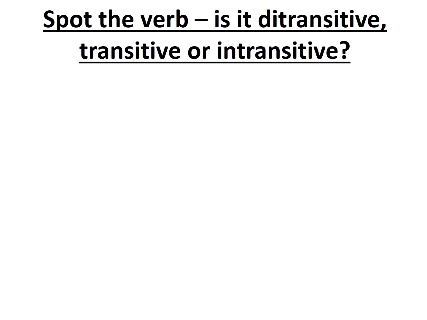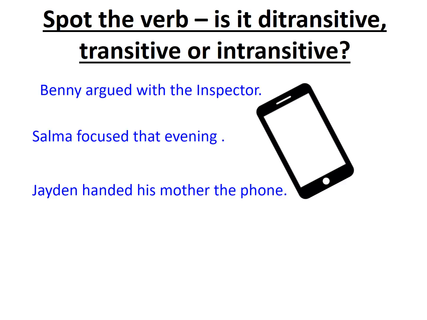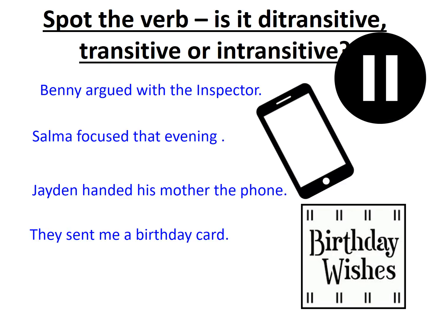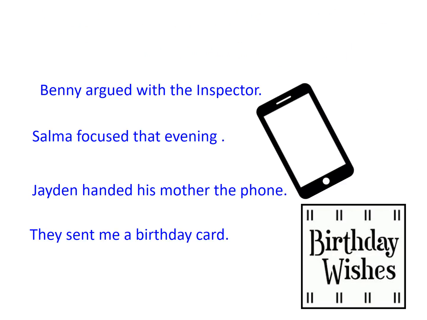So, spot the verb in each of the sentences as I list them. Your job is to identify if the verb is ditransitive, transitive, or intransitive. If it's ditransitive, you must remember to identify the verb, the direct object, and the indirect object. If it's transitive, you need to identify the verb and the direct object. And if it's intransitive, the verb will do. Hit pause if you need thinking time. So, what did you find and how did you get on?